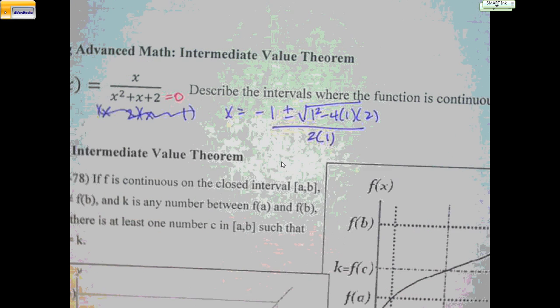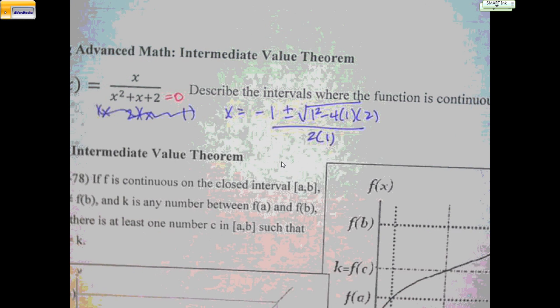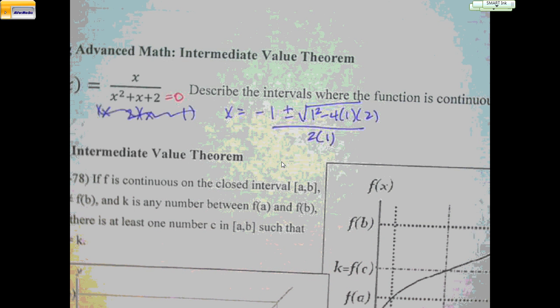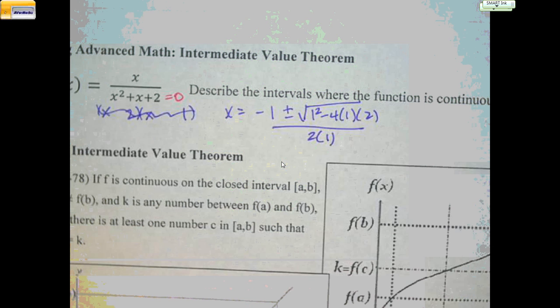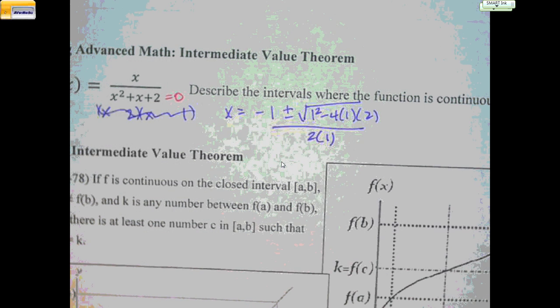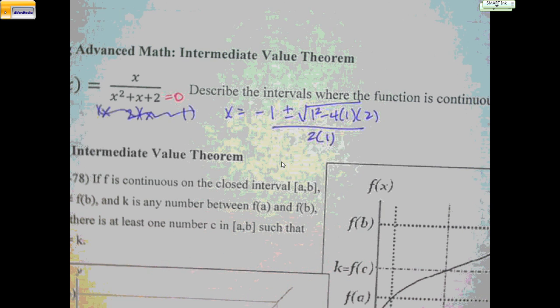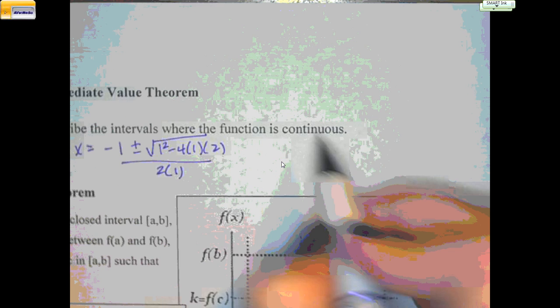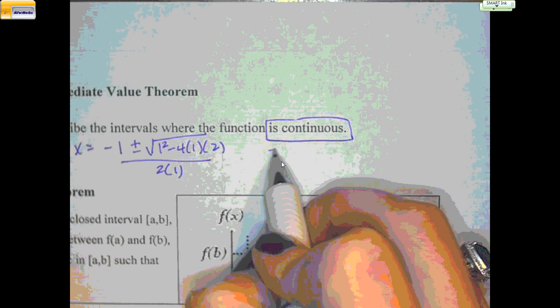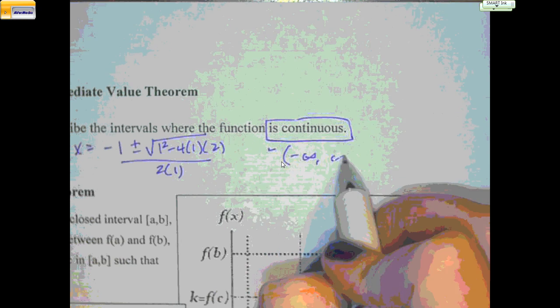Now, here's the thing. If you just look at the discriminant, the piece that's inside the radical, what do you notice? It's negative. What's the problem with that? So we have a couple of imaginary x's. If it's imaginary, is it going to affect the graph? Is there going to be a hole or a skip or a jump? No. So what does that tell us? It's continuous from negative infinity to positive infinity. That's your interval.